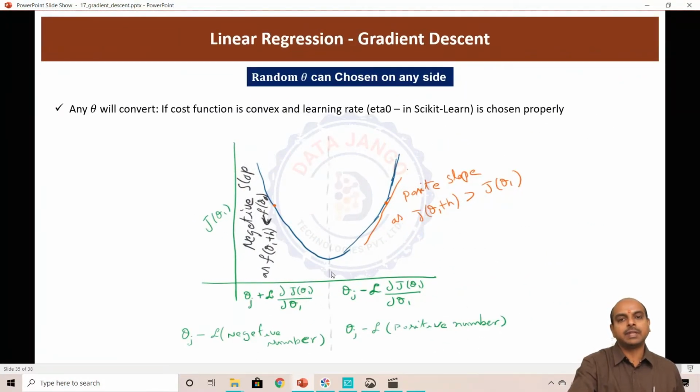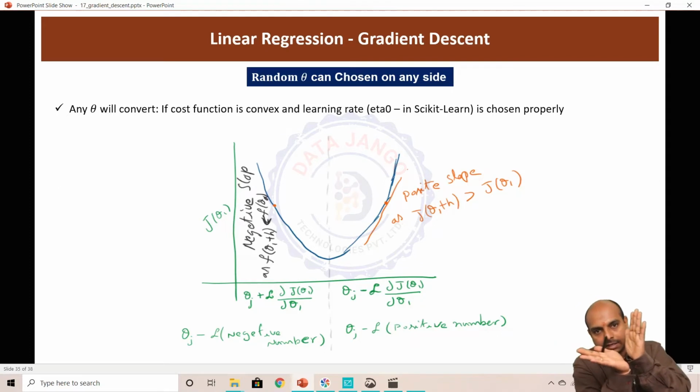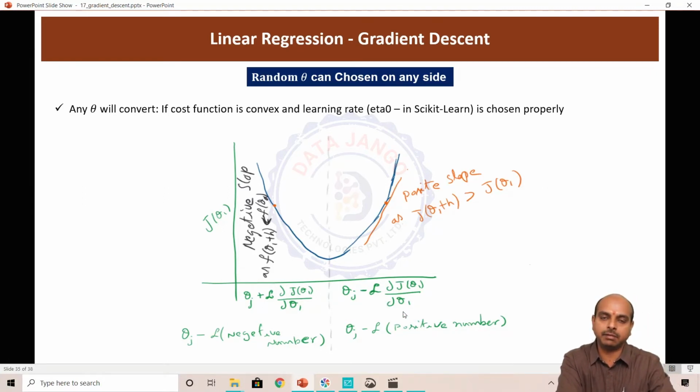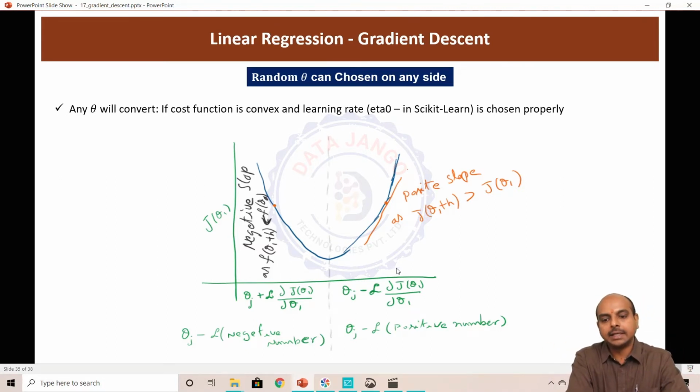Now, initially it starts with a random theta, I said, or a line somewhere here or here. Your data is in between. Either this side or this side, whichever the line is chosen, it will converge to the global minima only. Why? Because if you look at the formula, theta is equal to theta minus alpha into the derivative of the cost function. On the right side of your global minimum, the derivative is going to be positive, because theta is here and theta plus h is here. So J of theta is going to be below J of theta plus h. The derivative formula is J of theta plus h minus J of theta by h. So it's going to be positive.